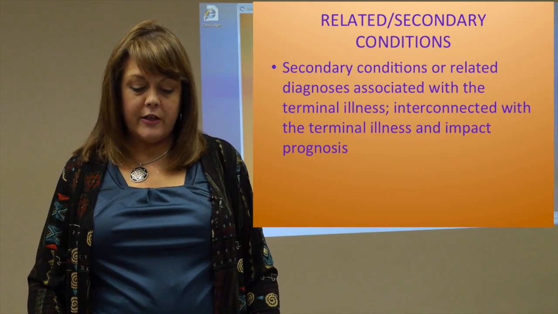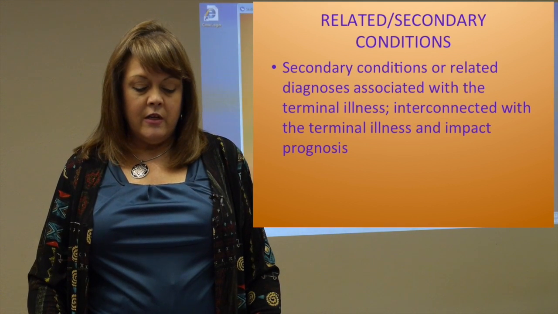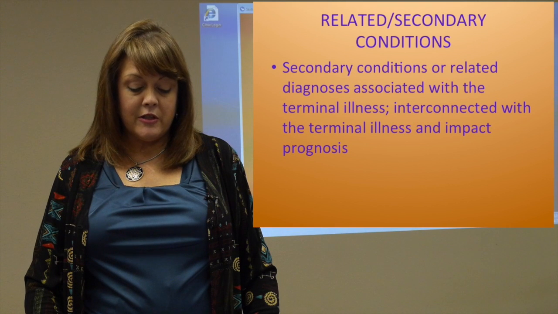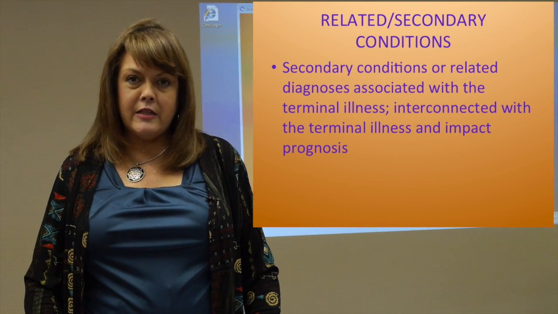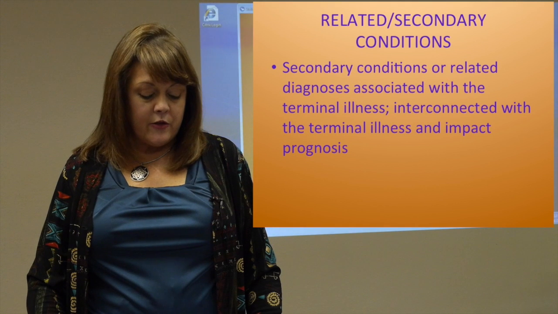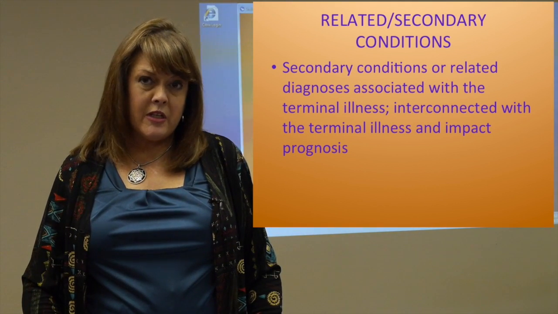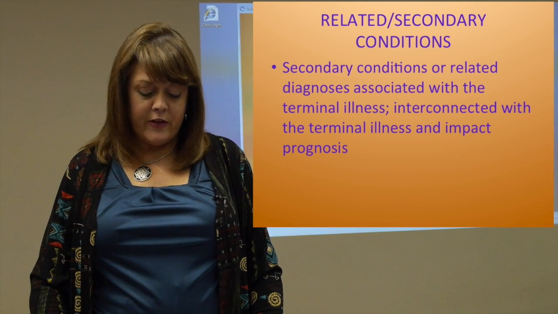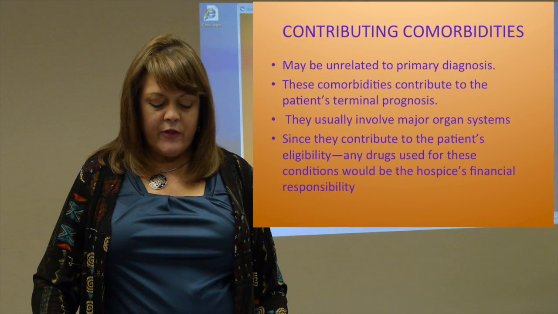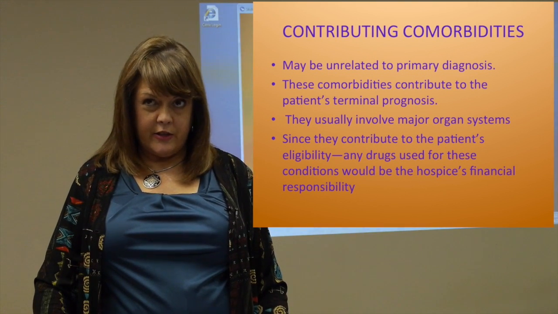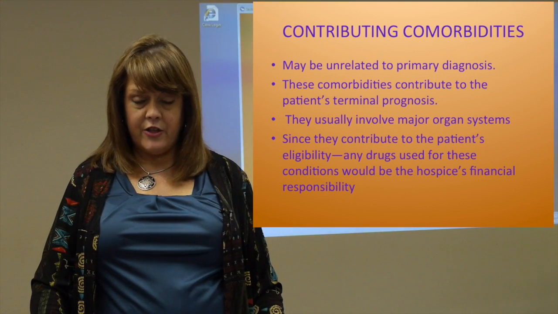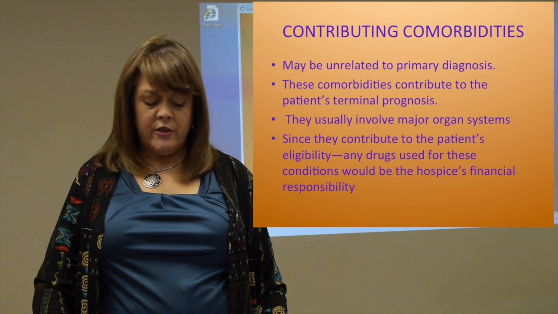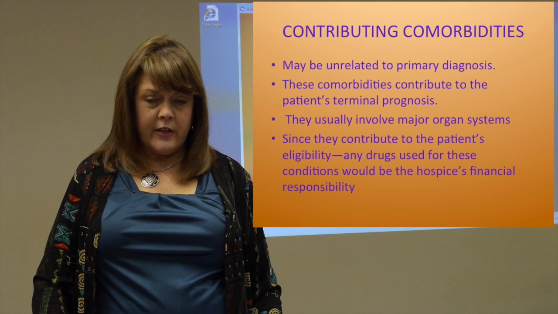Then we go to secondary or related conditions. Secondary conditions or related diagnoses are associated with the terminal illness, interconnected with it, and impact prognosis. So for a diagnosis of ischemic cardiomyopathy, it would be things like coronary artery disease, AFib, and CHF. So if the patient totally fits the LCD criteria for end-stage heart disease under ischemic cardiomyopathy, you may be good. You don't need any other qualifying diagnoses.